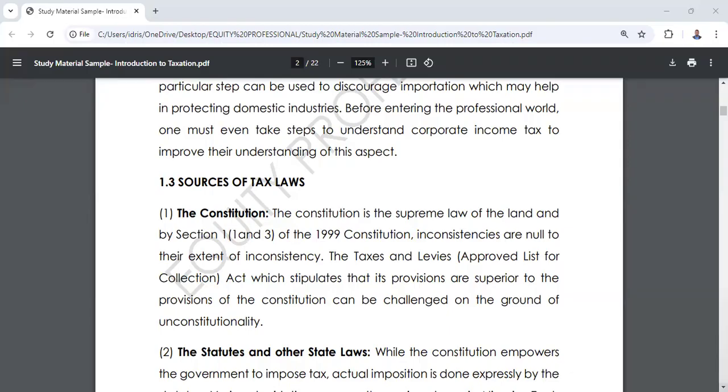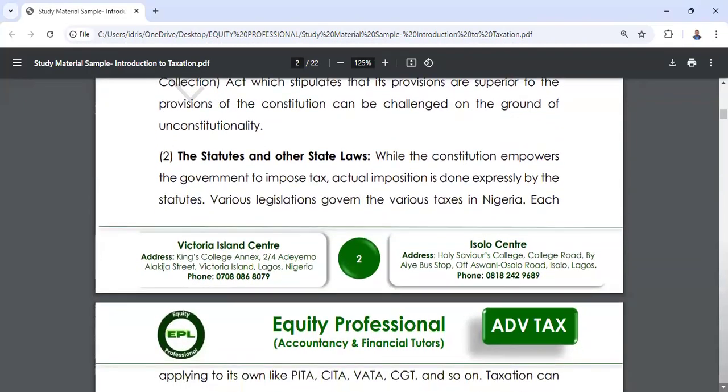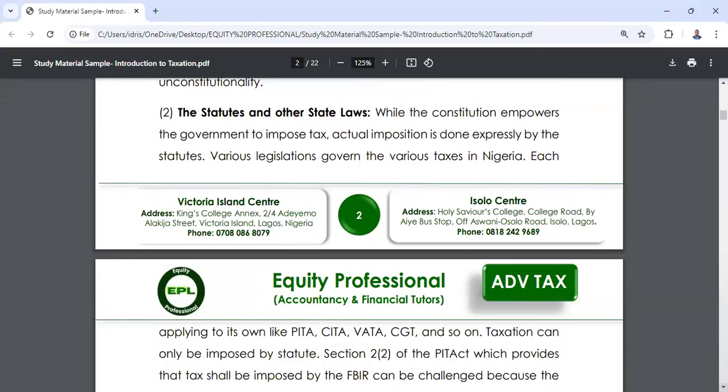we have statutory law. Some people call it statutes, while in some textbooks it's called statutory law. All those laws that are passed by the National Assembly, any law that goes through the legislative arm, is statutory law. Examples of those laws under taxation are the Personal Income Tax Act, Company Income Tax Act, Value Added Tax Act, Capital Gains Tax Act.